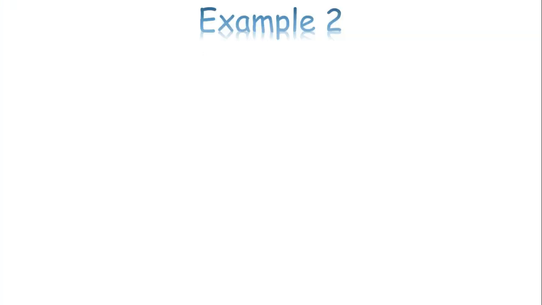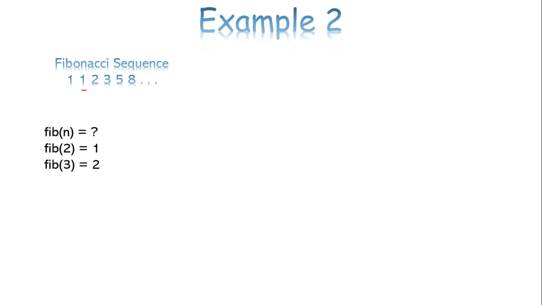Let's see the second example here. Now we will see the Fibonacci sequence. Here is an example of the Fibonacci sequence. The first two numbers are 1, and then 2, 3, and so on. If you are looking for Fibonacci n, for example Fibonacci 2, it means the second number of Fibonacci, which is 1 here. And then if you are looking for Fibonacci 3, then it's 2, and so on.